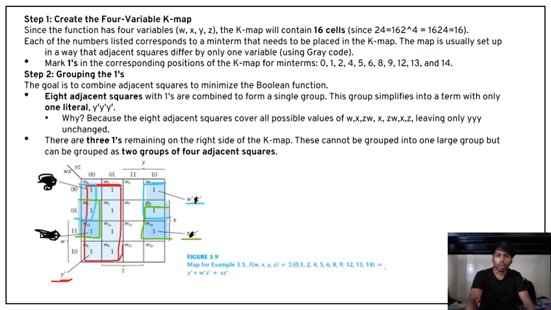Now, step 2, grouping the ones. The goal is to combine adjacent squares to minimize the Boolean equation. Each adjacent square with ones is combined to form a single group. This group simplifies to a term with only one literal, y'. Why? Because the eight adjacent squares cover all possible values of w, x, and z, leaving only y' unchanged. There are three remaining ones on the other side of the map. These cannot be grouped in one larger group, but can be grouped into two groups of four adjacent squares.